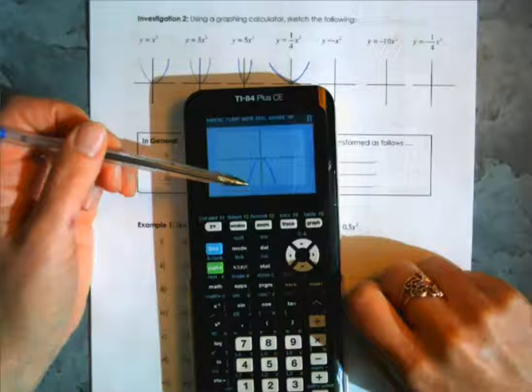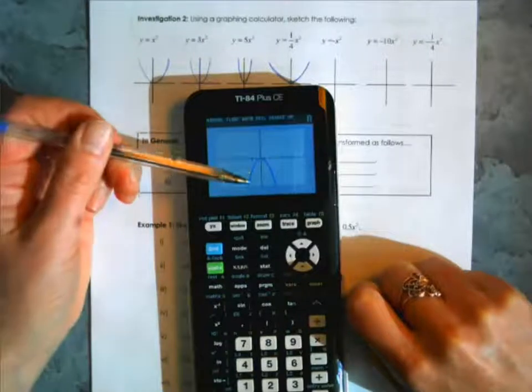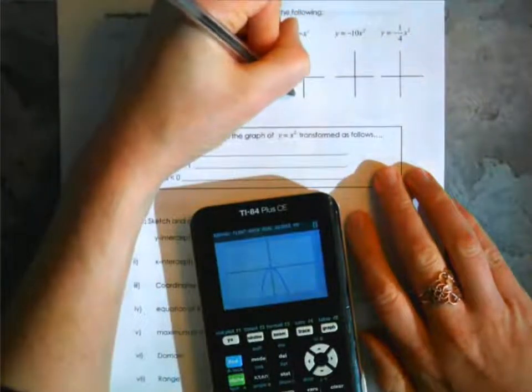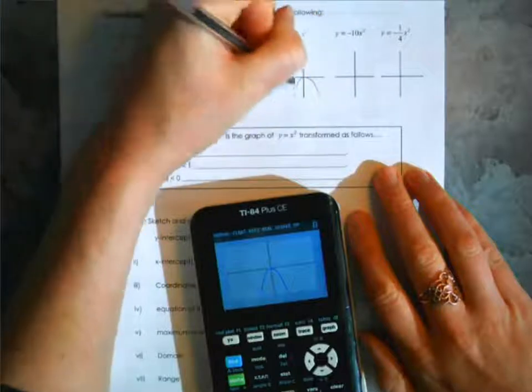Okay, so we basically see that it's a similar shape to the x squared one, but it's flipped upside down, right? And that's actually what a negative value does for us, it flips our graph so that it opens downwards instead of upwards.